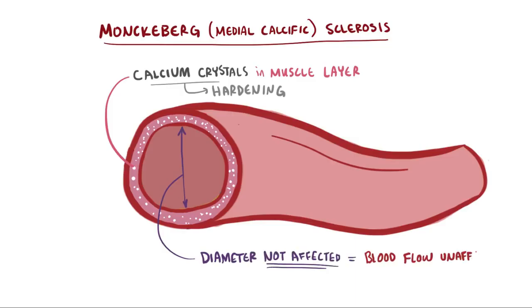Since blood flow isn't impaired, it doesn't really cause any signs and symptoms, so it's usually detected during a diagnostic procedure for something else, like mammograms, since mammographies are used to look for calcification as a sign of breast cancer. So the last arterial sclerosis category we'll talk about is arteriolosclerosis.